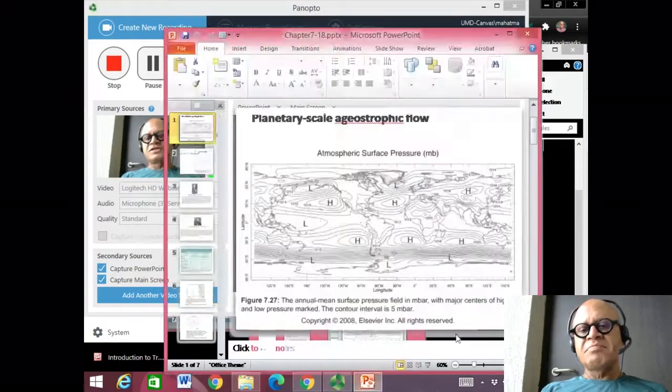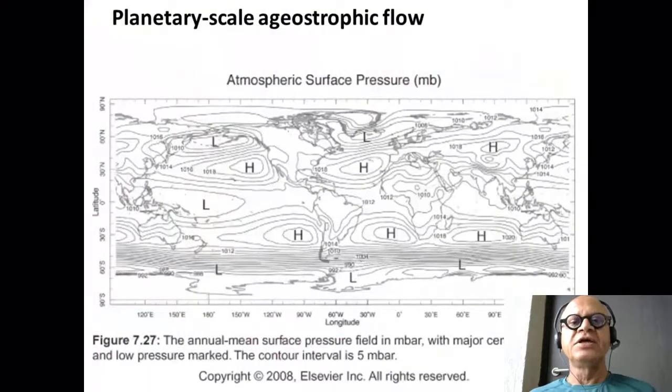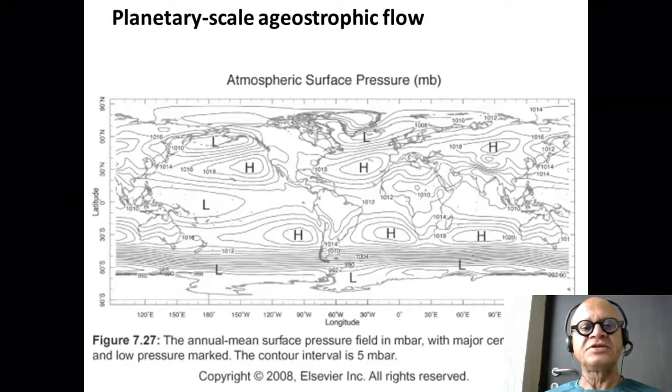So I said I mixed up the scales in explaining the Ekman layer and the cyclonic and anticyclonic flows around lows and highs. So here it is, the planetary scale ageostrophic flow. These are again surface pressure fields. We will look at this again in the next few chapters. I think you have been exposed to this at some point.